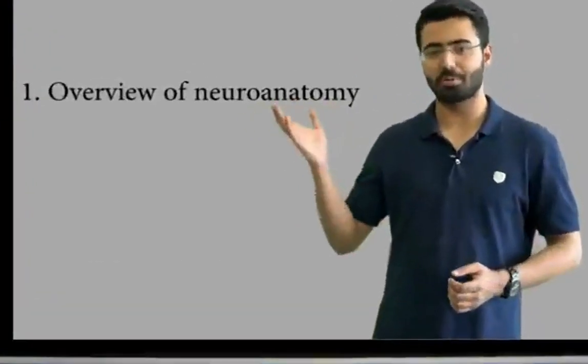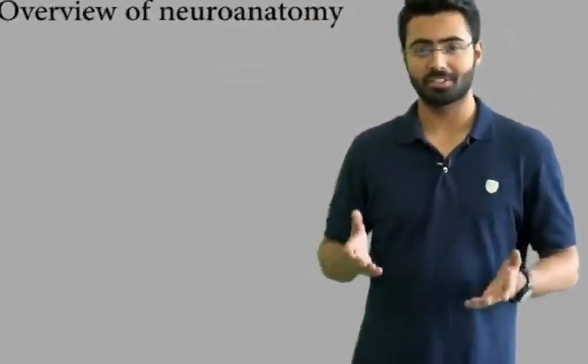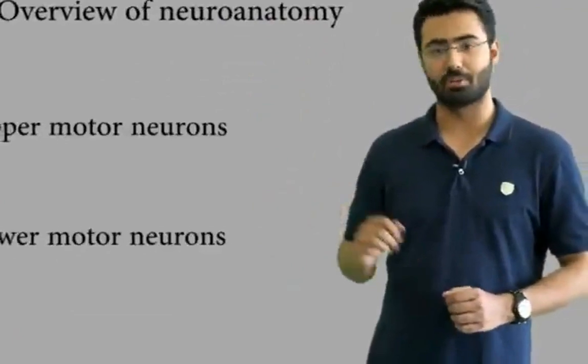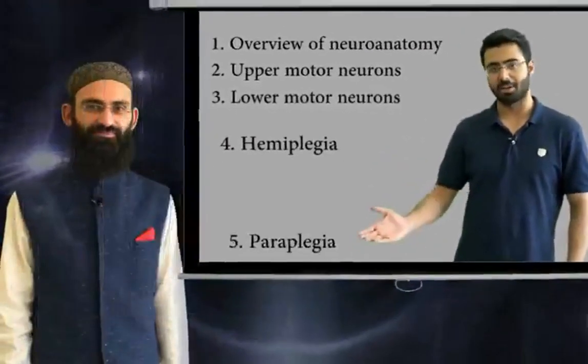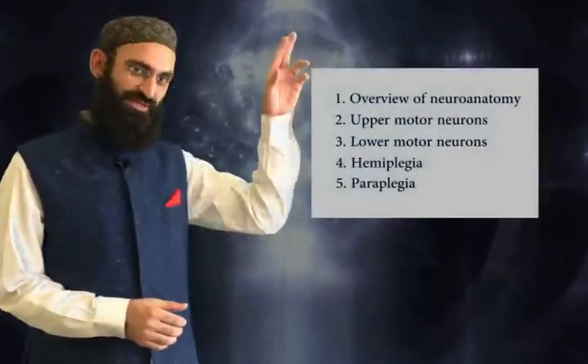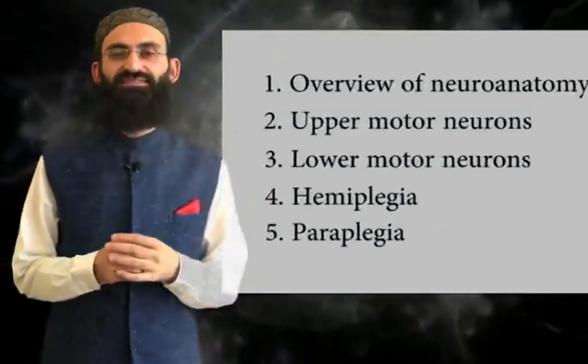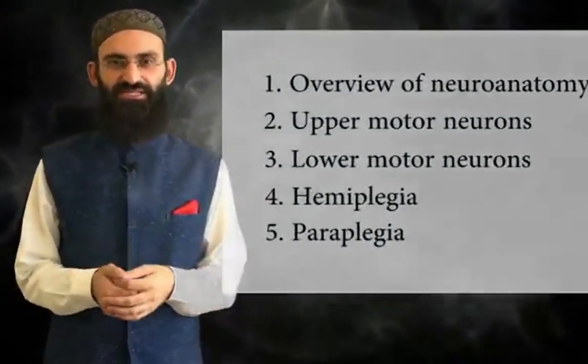So Danish, in order to localize a neurological lesion, what is it that you are gonna need? We are going to need a brief overview of the neuroanatomy, the concept and differences of the upper and lower motor neurons, the various patterns of motor weaknesses like hemiplegia and paraplegia. Thanks Danish. So in this brief video, we'll go through these topics and discuss a number of case scenarios. So let us begin with basic neuroanatomy.